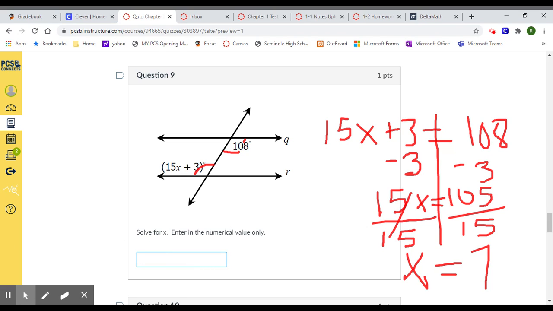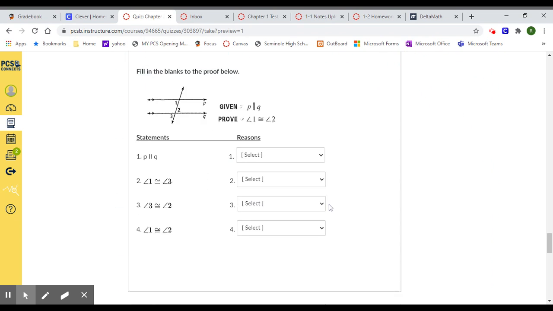To solve for x, enter in the numerical value only, so only put in 7. If you try to type in anything else, it tells you to only put in the number. So 7 is my answer. Let's go to the next one.